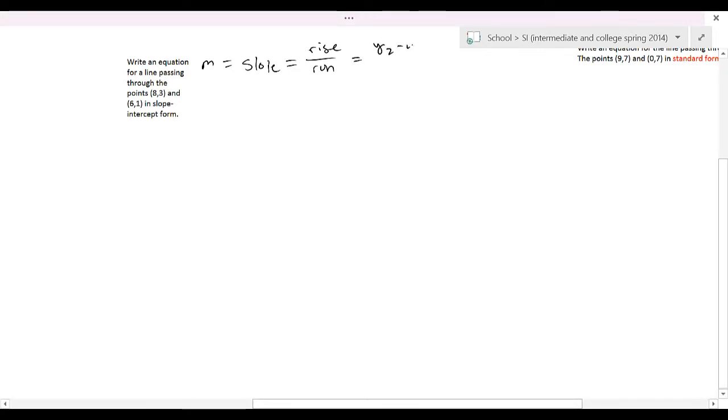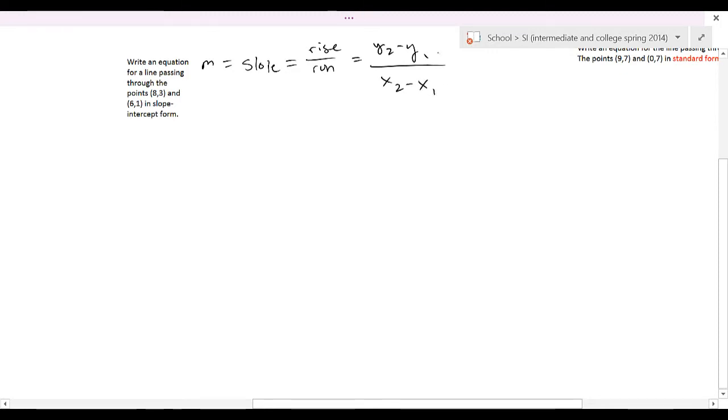Write an equation for a line passing through the points (8, 3) and (6, 1) in slope-intercept form. Okay, this one's a little bit more challenging because we have to find our slope. We're not given our slope. So what I'm going to do is solve for slope. We know that slope is m, but what is slope? Slope is rise over run, which equals y2 minus y1 over x2 minus x1.